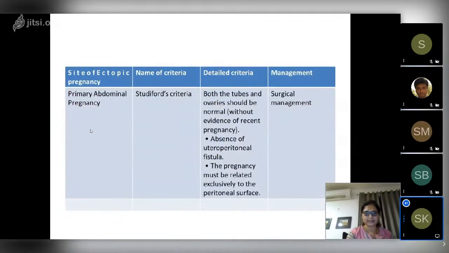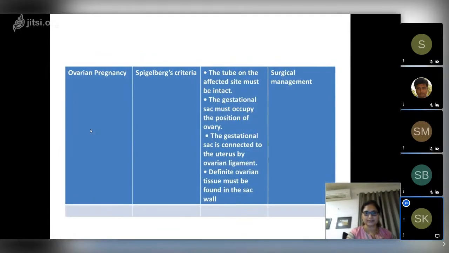Have you all understood these criteria? You have to remember and make note of all these. Okay.